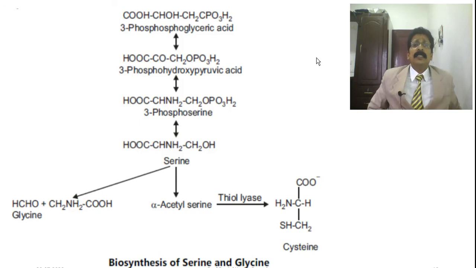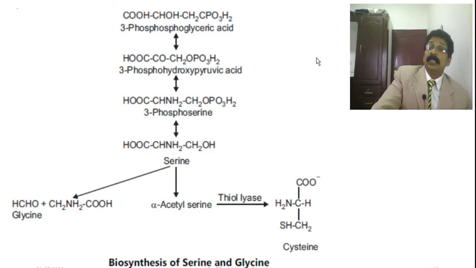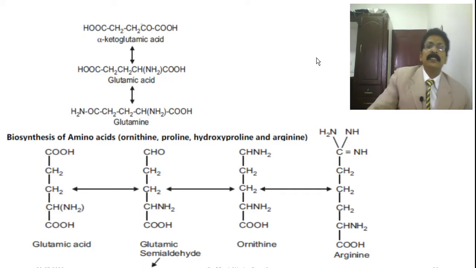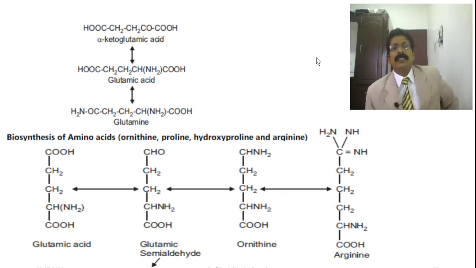You can see 3-phosphoglyceric acid is converted into 3-phosphohydroxypyruvic acid, and this is converted into 3-phosphoserine, and then it is converted into serine, and that serine can be converted into glycine. Serine can also be converted into O-acetyl serine, and in the presence of thiolase you will get cysteine, because the sulfur containing amino acid cysteine will be formed. And this is another one you have to remember, biosynthesis of amino acids.